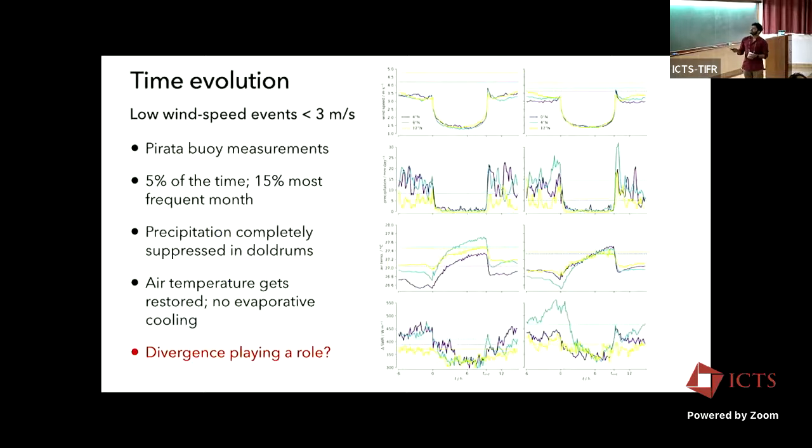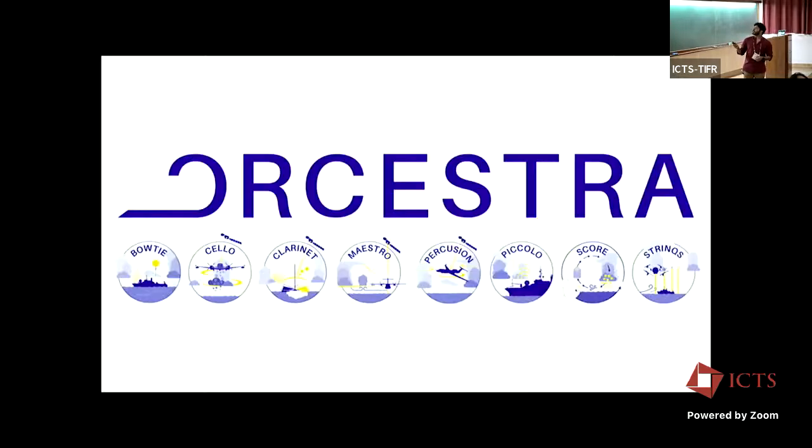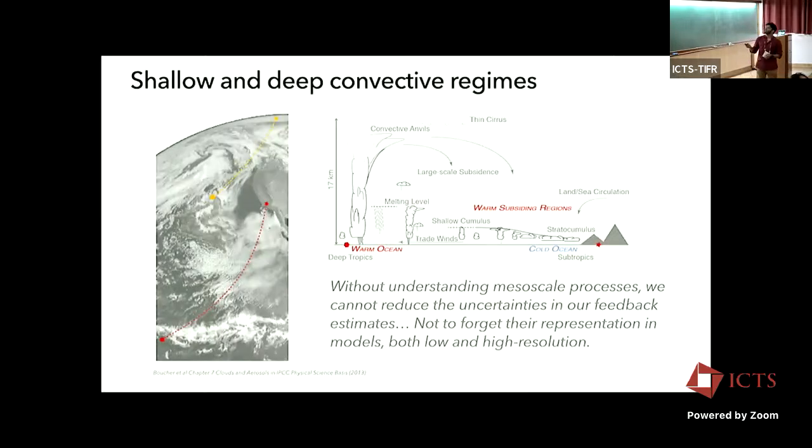But the doldrums, as well as the edges and their interplay, is something that needs to be represented better in models. But of course, before that, we also need to understand these mechanisms. I'll finish up with the large scale picture that we have.